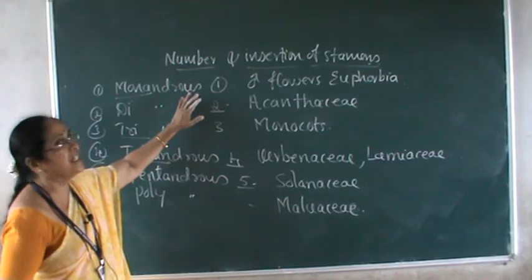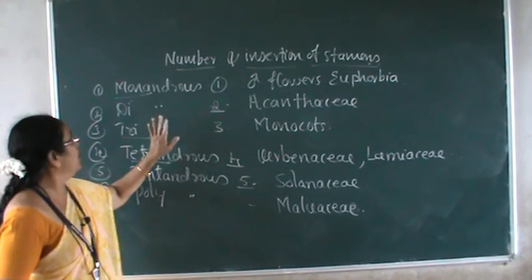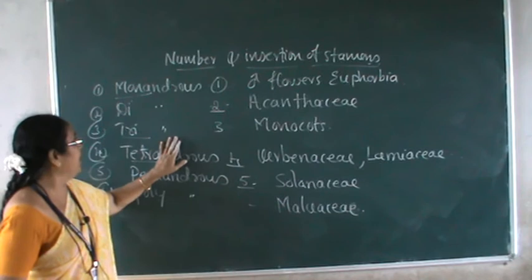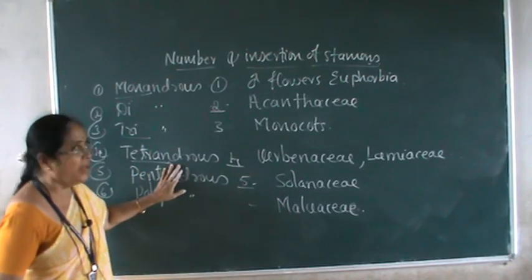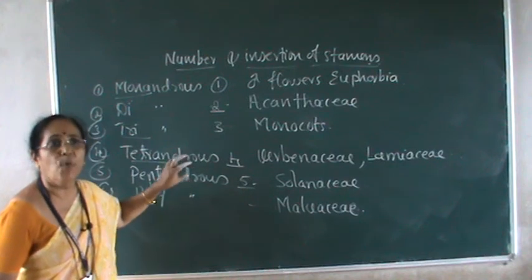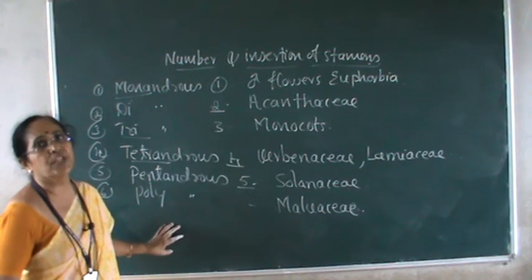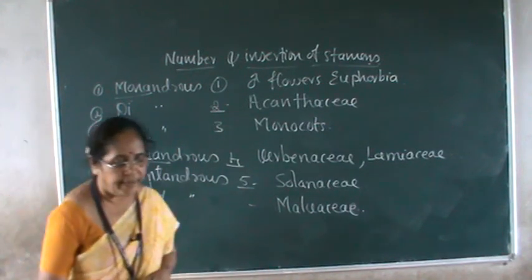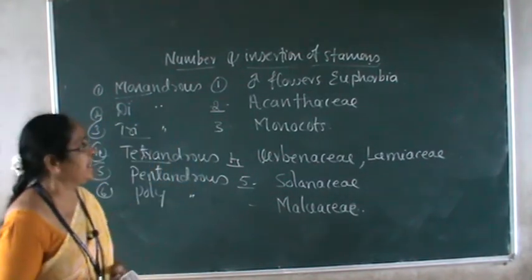So if the flower is consisting of one stamen, it is monandrous. Two stamens diandrous, three stamens triandrous, four tetrandrous, accordingly five pentandrous. If there are more than five stamens, then it is to be described as polyandrous in nature. There are many number of stamens. Okay.